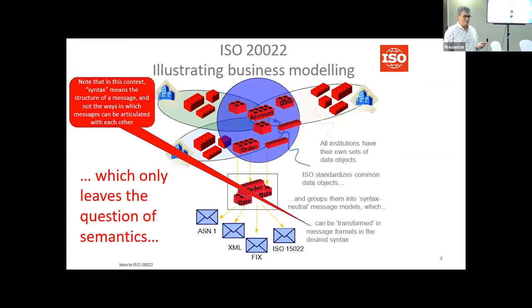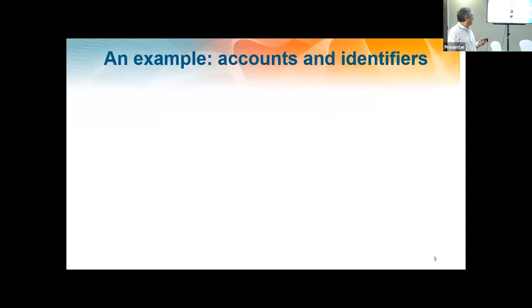And that only leaves, of course, the question of semantics, how these messages are actually used, or could actually be used to execute payments and to define the relationships between institutions in that area. So let me take an example of the way in which ISO perhaps makes assumptions which may not be completely warranted about what is required in an area.